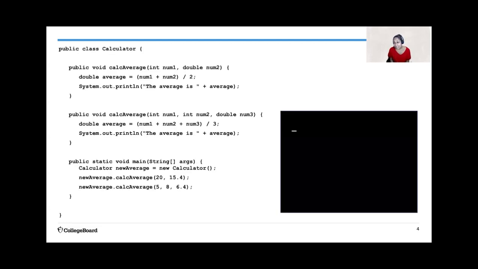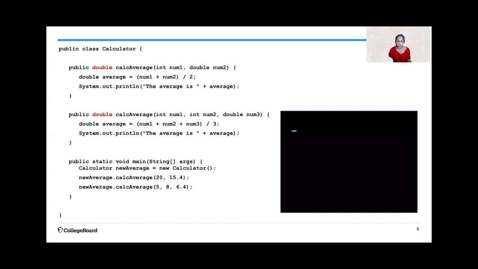So previously, I had a calculator program. This calculator program had two void methods, calc average, that didn't return anything. They just printed out a message to the user. So they just performed an action because they were void. However, I can change that to instead return a value so that I can use that in further expressions either in my main method or even in additional methods within my calculator program.